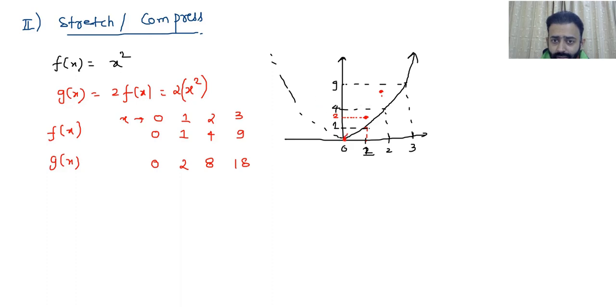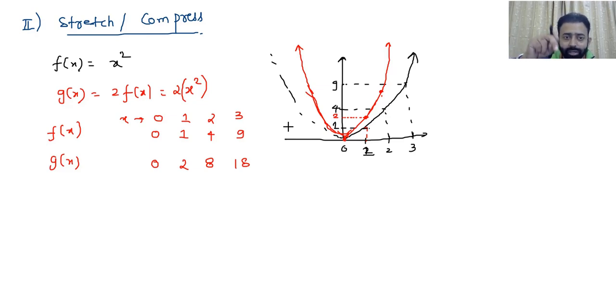So as you can see, the graph of g(x) will look like this. Similarly, in the negative part also it will look like this. It will never cross your f(x), because at the same input you are getting more output, since each output has now been multiplied by 2, though the input remains the same. So the result in the graph is that the graph is stretched along the y-axis.